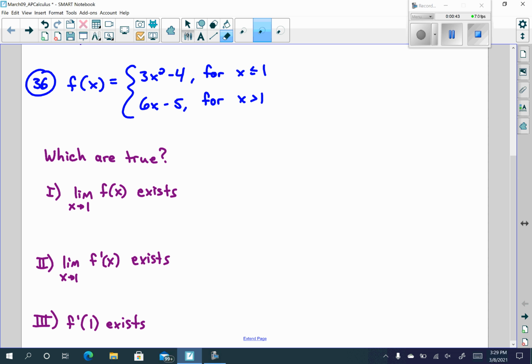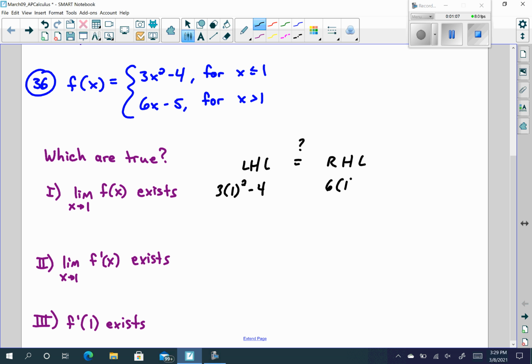So for the first option here, the limit of f of x as x approaches 1 exists. Well, let's take a look at this. You could either take the time to graph this, or we could just see if the left-hand limit is equal to the right-hand limit. So the left-hand limit is just going to become 3 times 1 squared minus 4, and then the right-hand limit is 6 times 1 minus 5. So this is a negative 1, 3 minus 4, and then 6 minus 5 will give us a positive 1. So in this case, the answer is no.